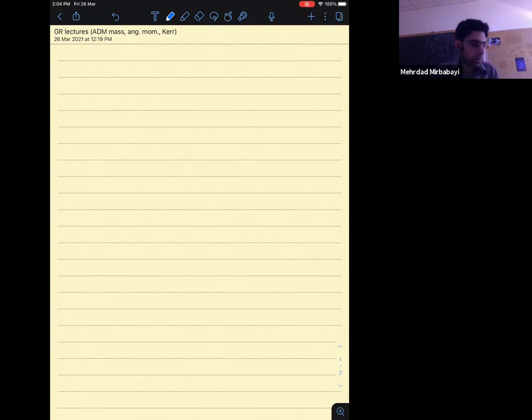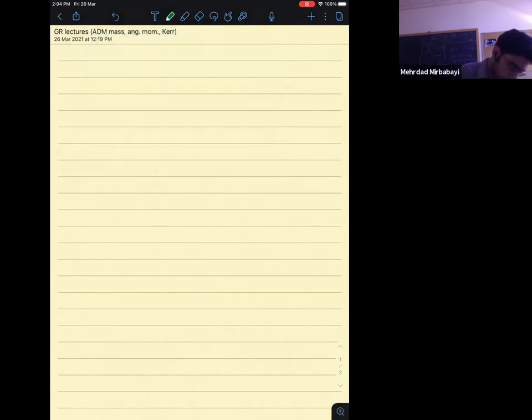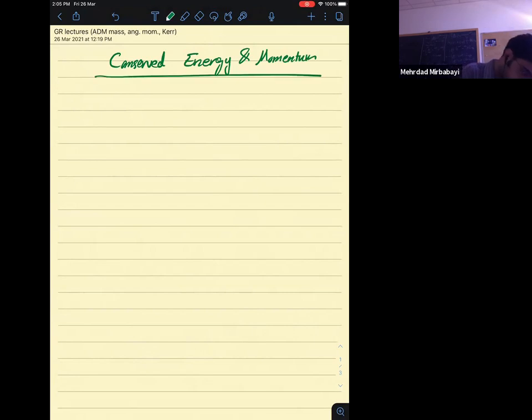So now we want to start from the Einstein equations and talk about conserved energy and momentum. And this will be conserved energy and momentum in asymptotically flat spacetime, as we will see.